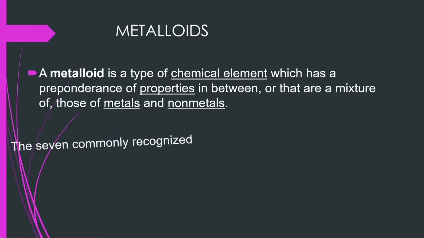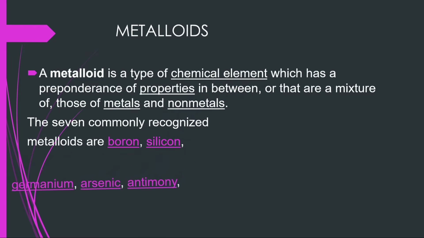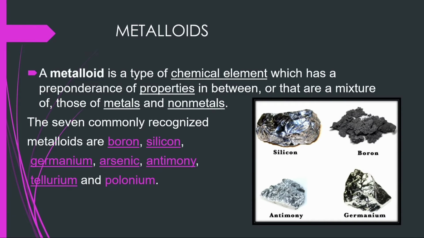Our next topic is metalloids. A metalloid is a type of chemical element which has a preponderance of properties in between or that are a mixture of those of metals and nonmetals. So basically a metalloid is a type of an element which has properties similar to both metals as well as nonmetals. The seven commonly recognized metalloids are boron, silicon, germanium, arsenic, antimony, tellurium, and polonium.